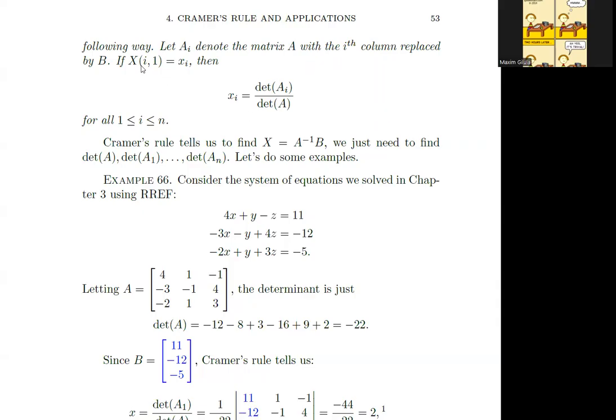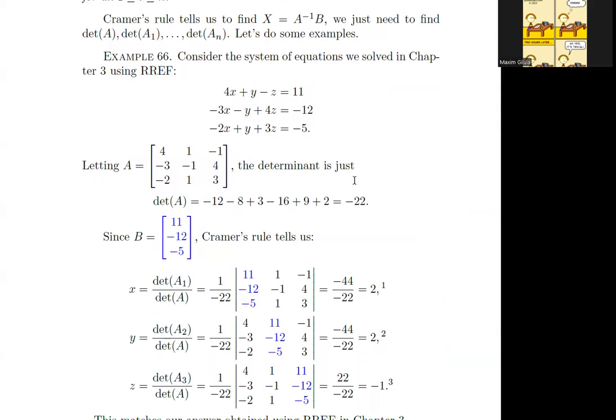So if the entries of x are denoted by xi, we could actually solve for x. xi is equal to determinant of Ai over determinant of A. So using determinants, you could solve for the variables in your system of equations. So Cramer's rule tells us that to find x, which is A inverse b, we just need to find determinant A and determinant of A1 through An. So we need n plus 1 many n by n determinants, which is a lot. It's basically like 1 n plus 1 by n plus 1 determinant.